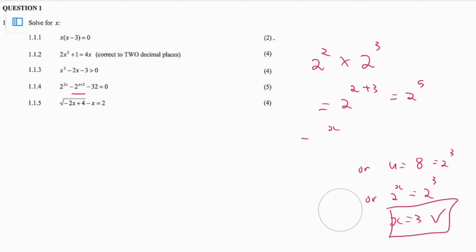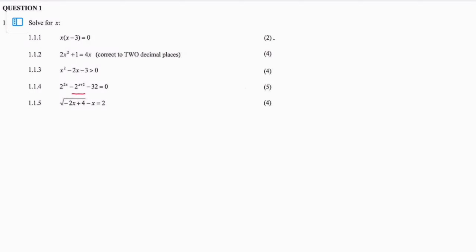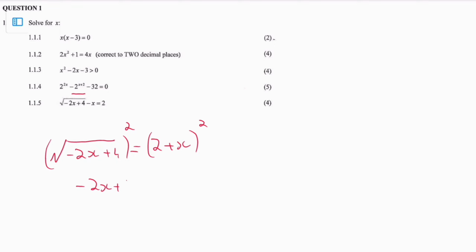Okay, so last question. For 1.1.5, just do this. Let's take what is under the square root, and take the negative x to the other side, 2 plus x. Let's square both sides, and then we can get rid of the square root. Makes our lives a little bit easier. So negative 2x plus 4, and so this would just be 4. So 2x times 2 is 4x plus x squared.